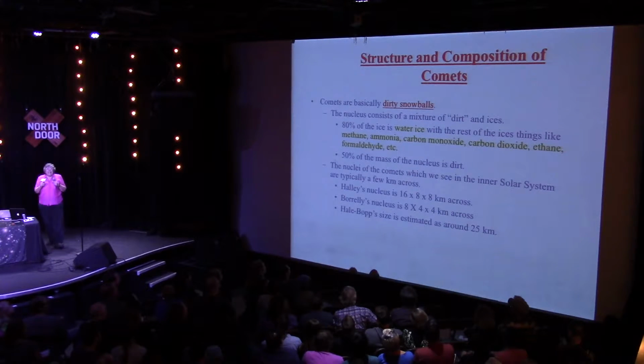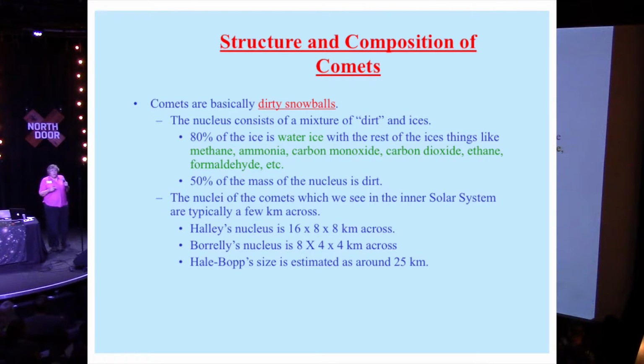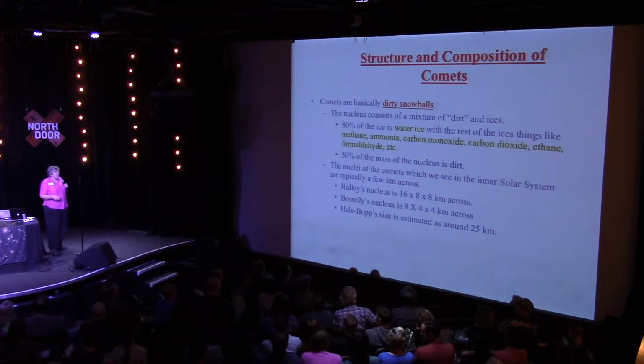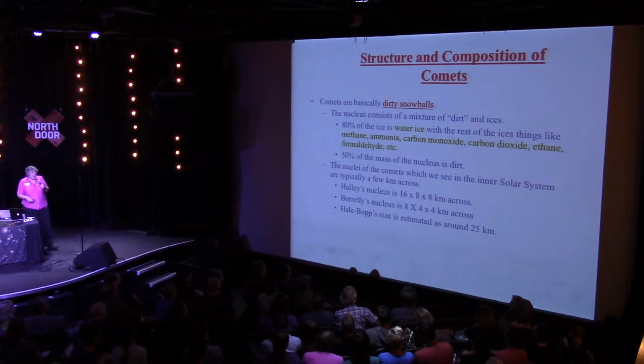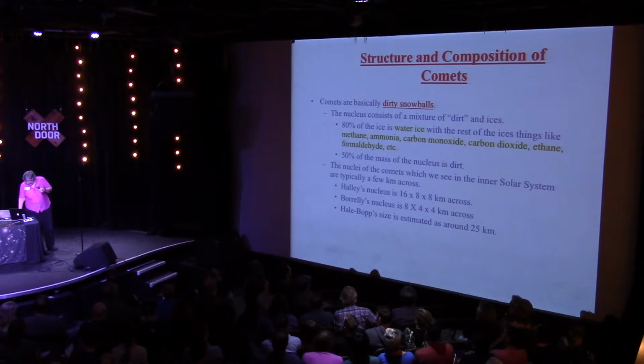And they're tiny. And that's why they don't have earthquakes and mountain building and life. Because they're typically a few kilometers across. You could plop it down on the top of the Capitol and it wouldn't even go all the way down to the southern end of the town or the northern end of town. They're little. Halley's nucleus is about 16 by 8 by 8 kilometers across. So that's 10 miles by about 5 by 5 miles across. Borrelly is 8 by 4 by 4, and Hale-Bopp, which is a big guy, is 25 kilometers across. It almost goes end to end on this city.